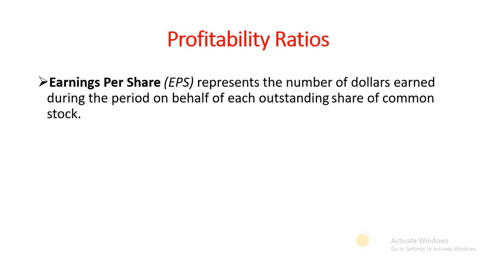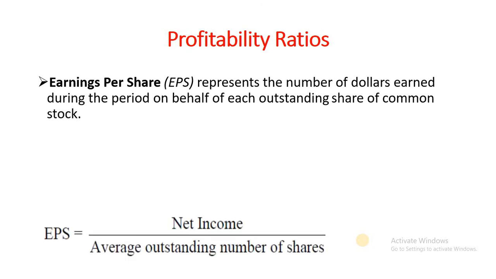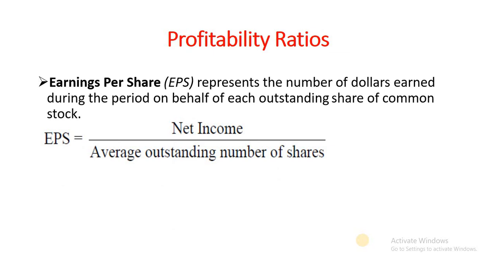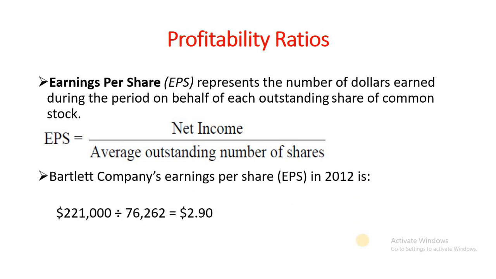One of the most popular profitability ratios is earning per share. It represents the number of dollars earned during the period on behalf of each outstanding share of common stock. Earning per share is equal to net income divided by average outstanding number of shares. Here is an example of earning per share of a company in 2012. So earning per share of this company is 2.90. The result indicates that against each share, shareholders are receiving $2.90 net income.